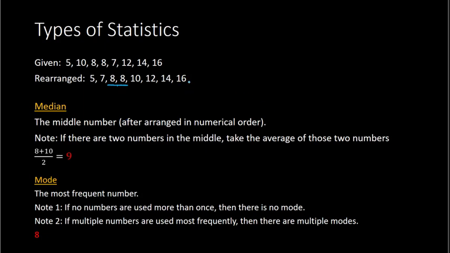Now if you had, let's say, another number at the end, let's say we had another 16 on here, then in this case the mode would be both 8 and 16 as well. So the mode here would have 2 numbers, the 8 and the 16.